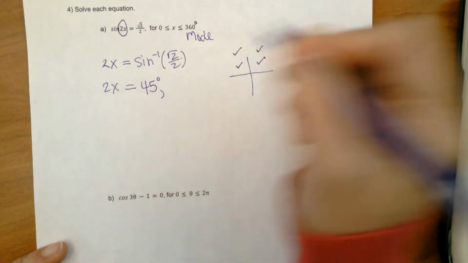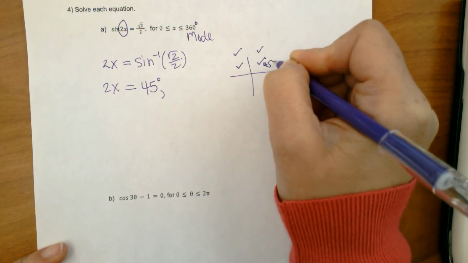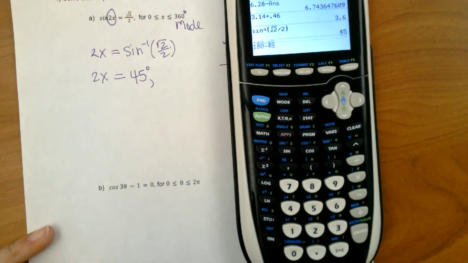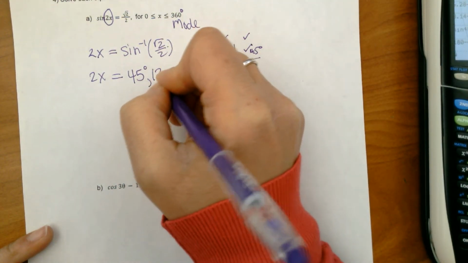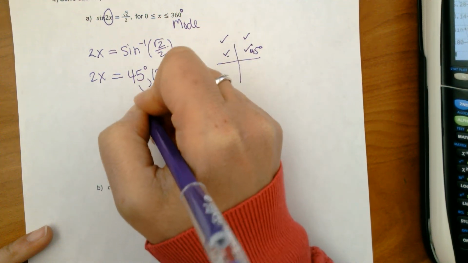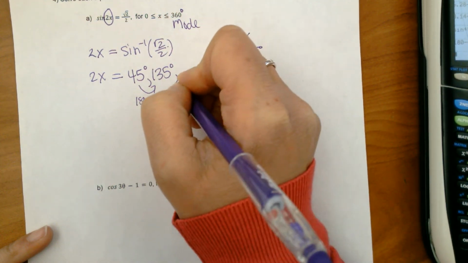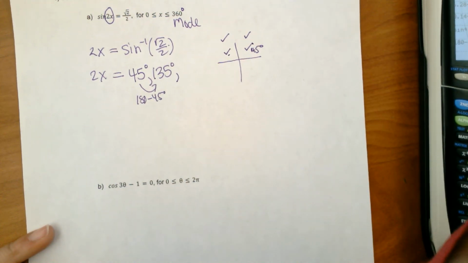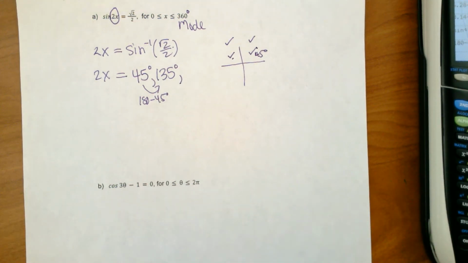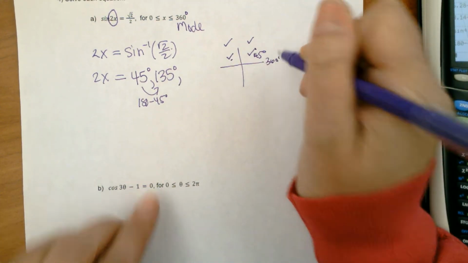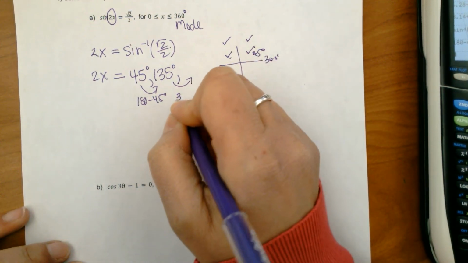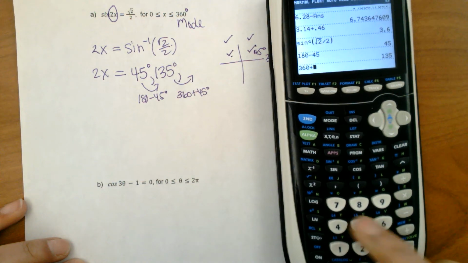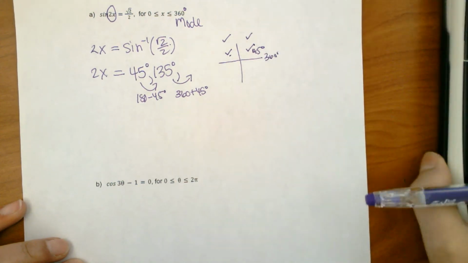So let's get the other answers. So this was 45 degrees. So here we're going to have to subtract 180 and we get 135. So I just did 180 minus 45 degrees. Now we're going to have to go around the circle again. So what we're going to have to do is add, because this is 360. So to get to the next one, we're going to have to do 360 plus 45. And that gives us 405.